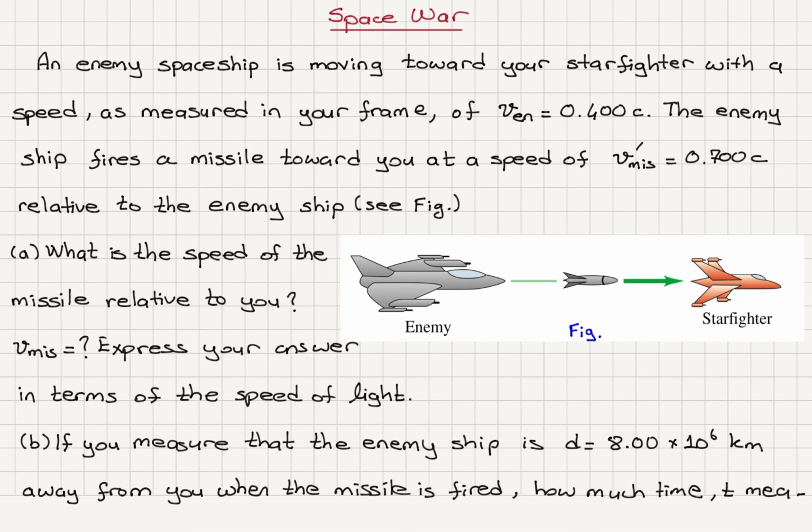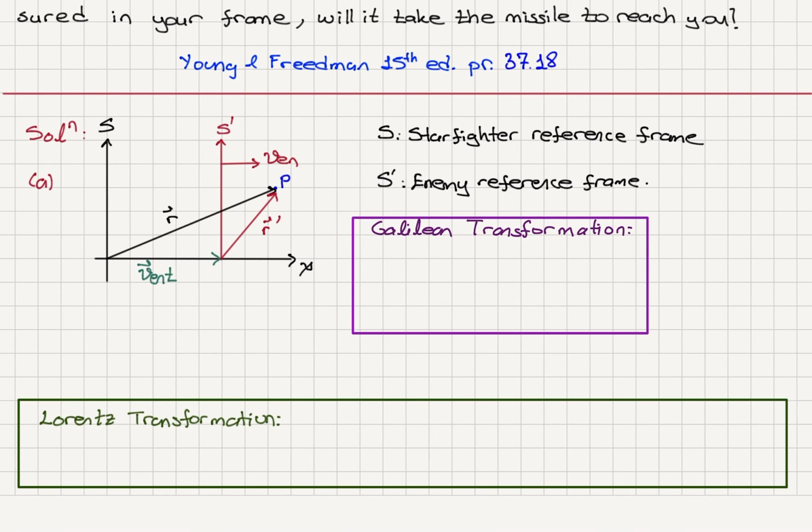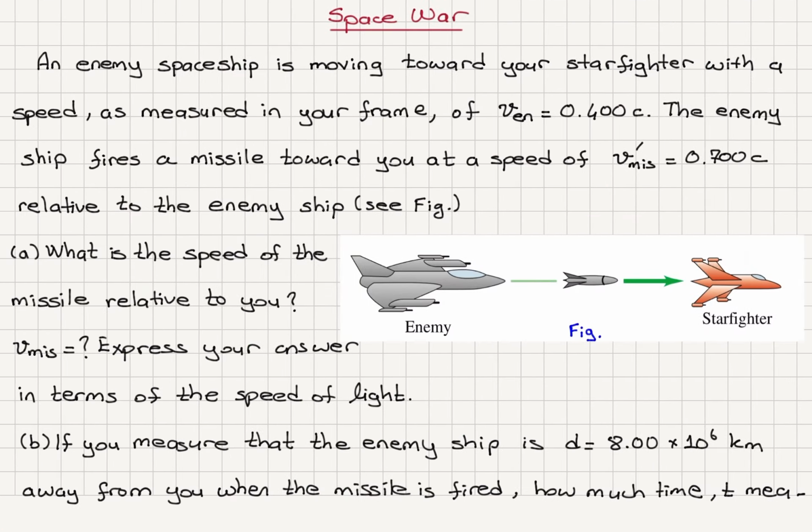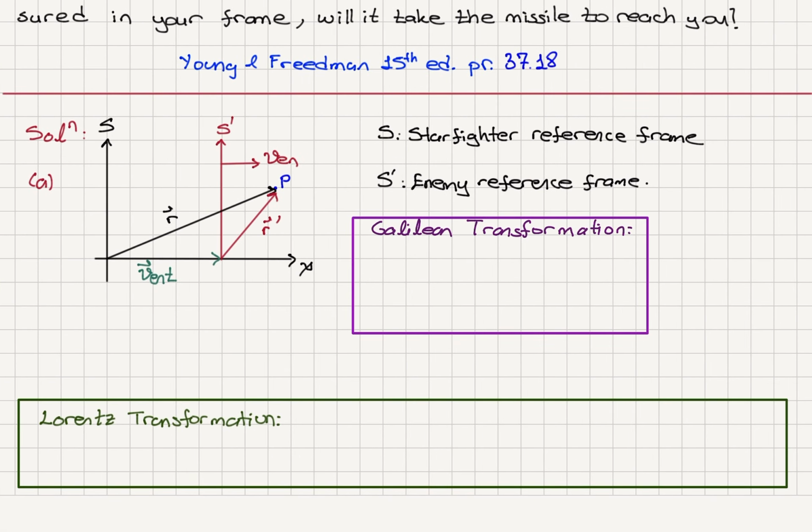So the enemy ship is moving in the plus i hat direction with v enemy, measured in my reference frame. And we're looking at a missile that is fired from the enemy ship. The speed of the missile measured by the enemy ship is given. We want to know the speed according to the starfighter in part A. So let's recall the Galilean transformation.